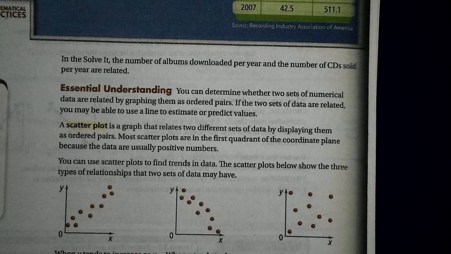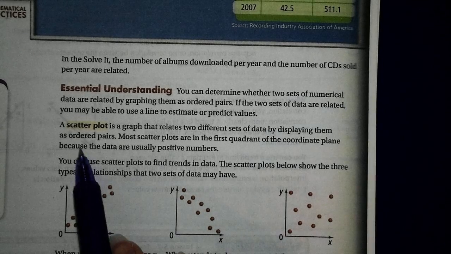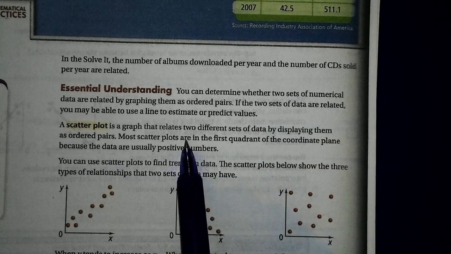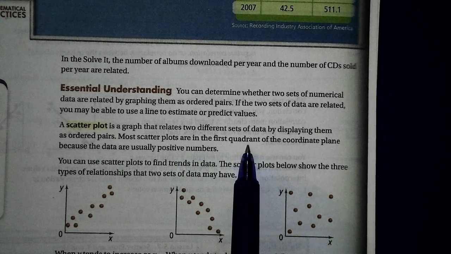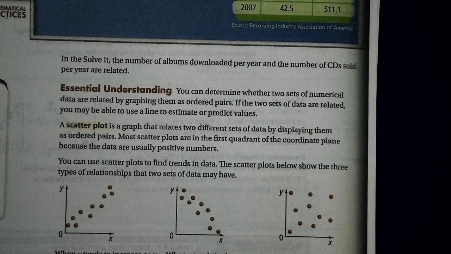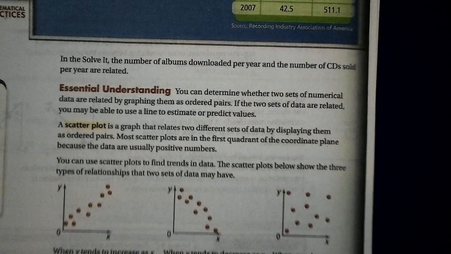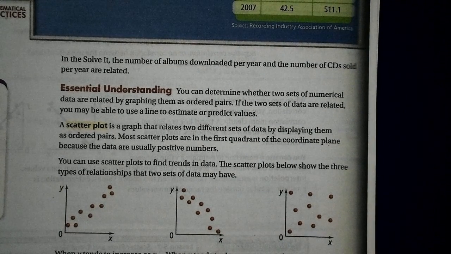A scatter plot is a graph that relates two different sets of data by displaying them as ordered pairs. Most scatter plots are in the first quadrant of the coordinate plane because the data are usually positive numbers. So we are going to need some graph paper. Alright, so you can use scatter plots to find trends in data.